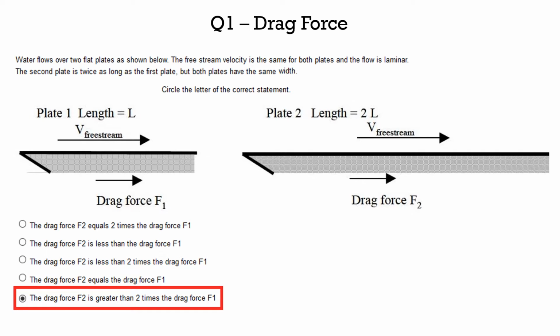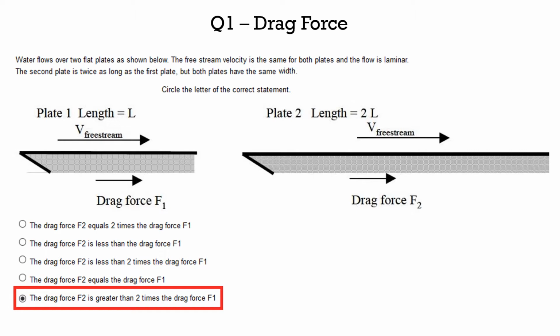Question 1. Water flows over two flat plates as shown below. The free stream velocity is the same for both plates and the flow is laminar. The second plate is twice as long as the first plate, but both plates have the same width. The answer that I chose was the last one.